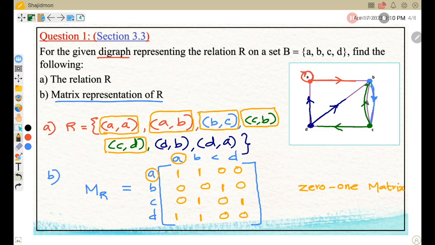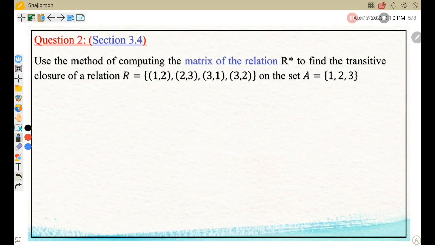Now let me go to the second question, question number 2, from section 3.4. Use the method of computing the matrix of relation R star to find the transitive closure of the relation R. This is our question: find the transitive closure of the relation R. The relation is {(1,2), (2,3), (3,1), (3,2)} on the set A equal to {1, 2, 3}.